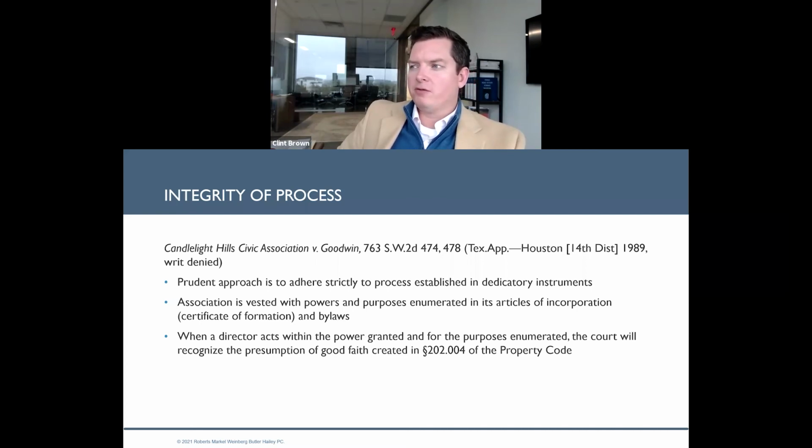Powers and purposes, we've already gone through that. And as long as you're acting within the powers and duties, the court will recognize a presumption of good faith, which is good for y'all. So be consistent, follow your rules and regs, make sure it's a power you've got to exercise. And if all of that has been met, then you get to rely on that presumption that what you did is reasonable.